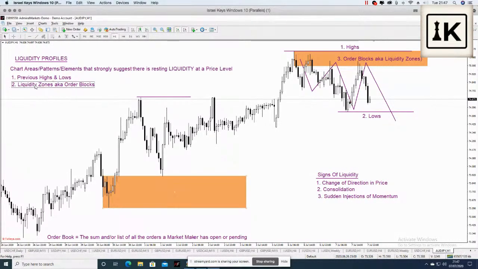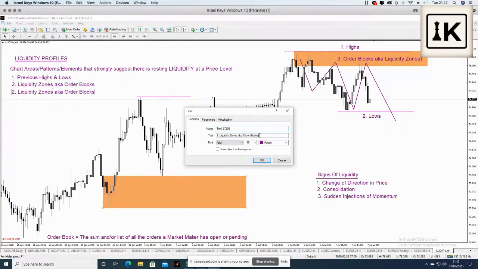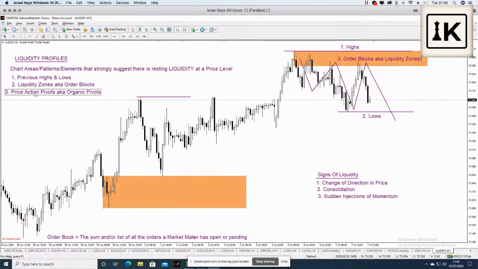Right. Now, the third liquidity profile, which is not common to most people who trade, so people don't understand that this is a liquidity profile. I call them price action pivots, aka organic pivots. I have to define the word pivots because most retail traders define their pivots by mathematical formula.